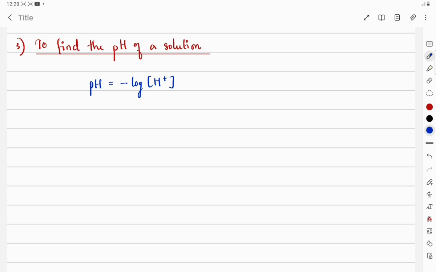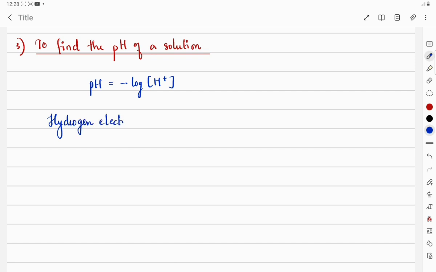So in general, this means that our electrolyte solution should contain H plus ions. One system which will contain H plus ions is obviously the hydrogen electrode. So in order to find the pH of a solution, the electrode which we most usually use is the hydrogen electrode. Now let's try to write the cell reaction of a hydrogen electrode.